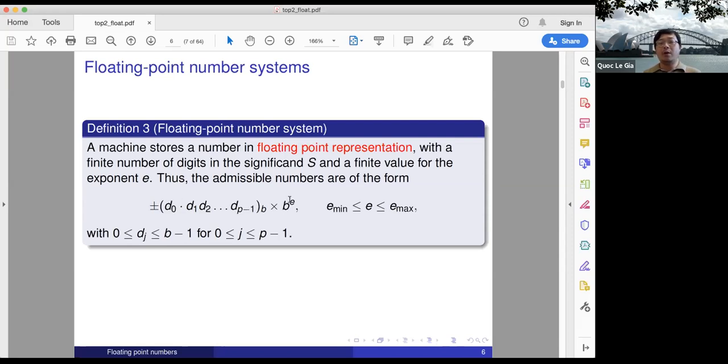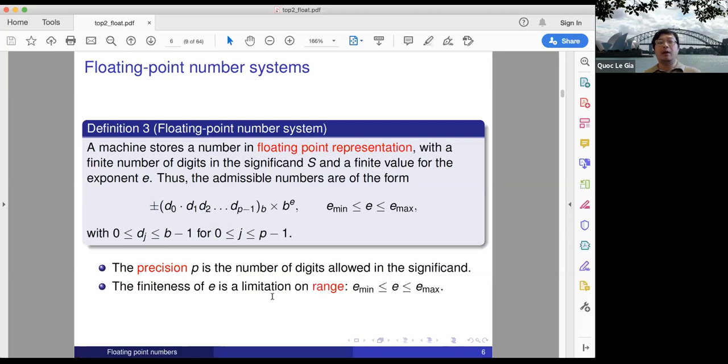And even the exponent is in some range as well. It only goes from E min to E max. And we call this a floating point number system. This is how the computers store floating point numbers, or real numbers, inside the computers. Okay. And the number p is called the precision. And the power between E min and E max, we just call it the range.